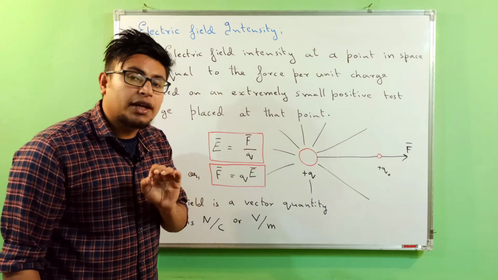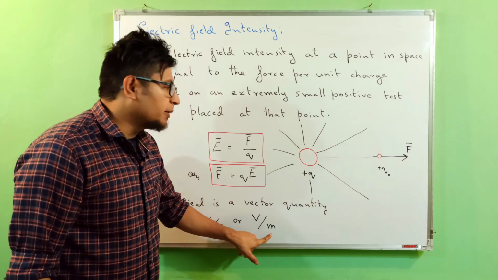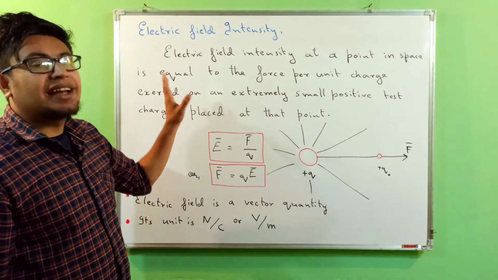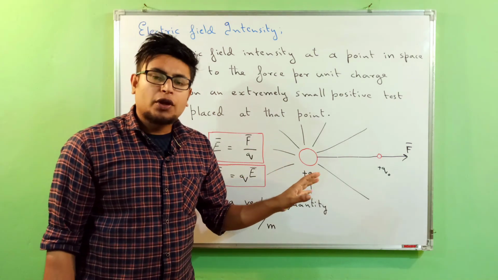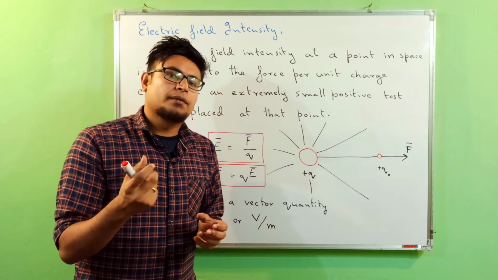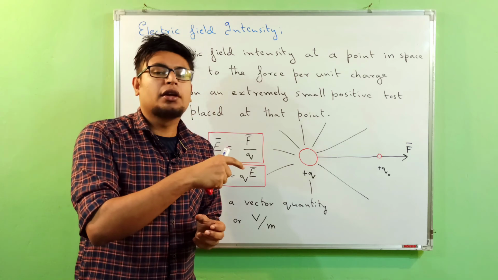You can also write the SI unit of electric field in terms of voltage per meter. So this is your electric field intensity, where the charge is going to experience some kind of force, which is the force per unit charge acting upon that particular test charge.